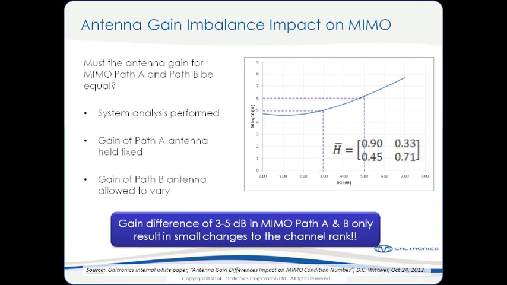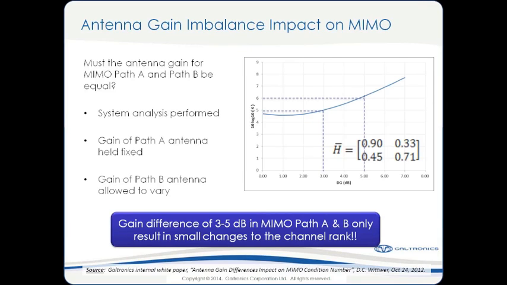So what's shown in this graph is, for a particular channel instance, the x-axis represents the gain imbalance, the delta gain between MIMO path A and MIMO path B. The y-axis indicates the channel condition number of the matrix, which relates to how invertible the matrix is, and it's plotted on a log scale. So you can see that gain imbalances of 3 to 5 dB, surprisingly enough, only result in a change of the channel condition number of 1 dB.